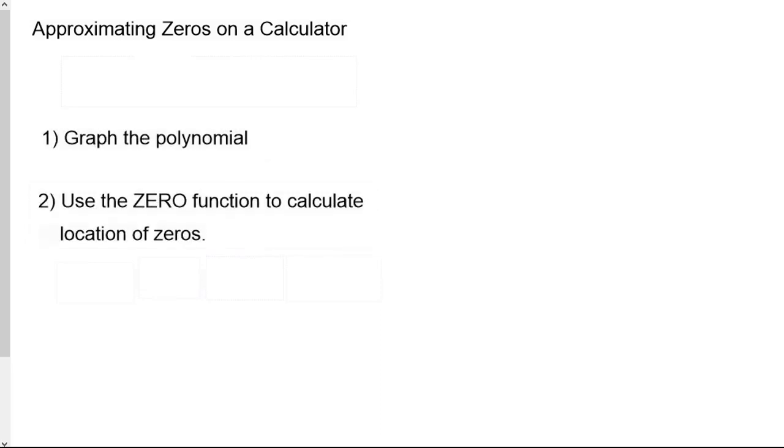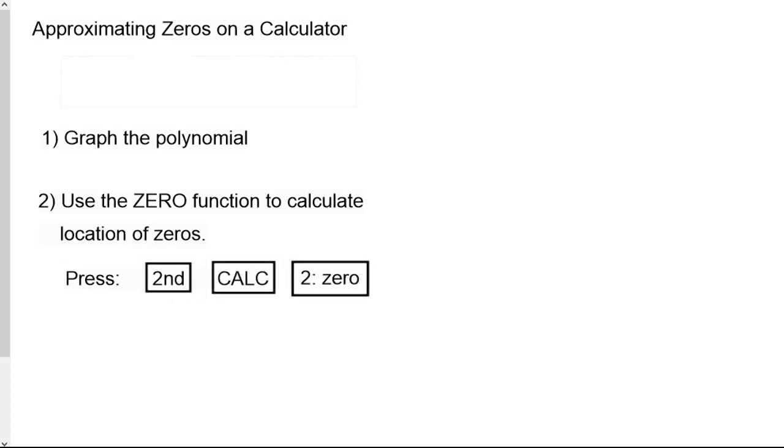Okay, this last example we're going to do, it's something that we've done already, but just to reiterate how to do this process, approximating zeros on a calculator. So the first thing you're going to do is whichever polynomial you're given, you're going to graph the polynomial. Then use the zero function to calculate the location of these zeros. Make sure not to use just the trace feature or just moving the cursor around because it's not accurate enough. Make sure you press the second, calc, and use the zero function.